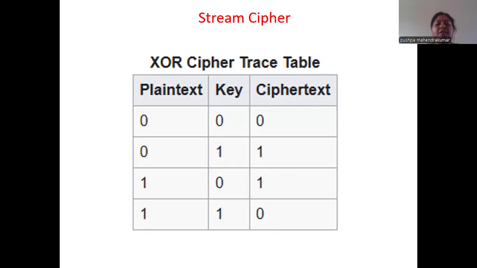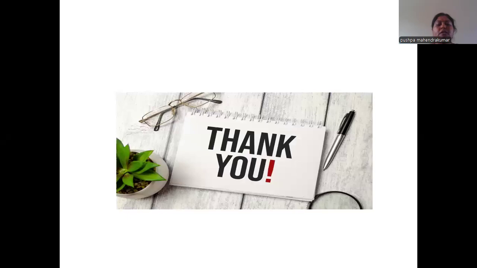For plain text, initially the value is 0, the key is also 0, and the XOR gate gives: XOR of 0, 0 is 0; 0, 1 is 1; 1, 0 is 1; and 1, 1 is 0.